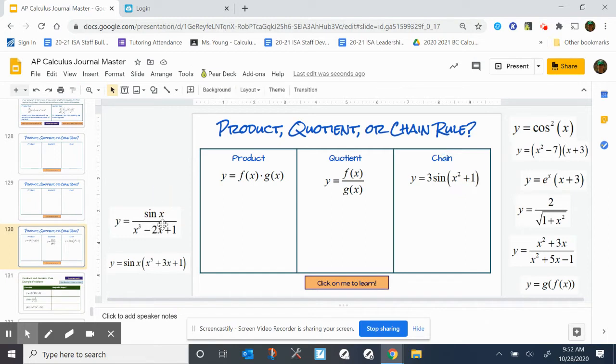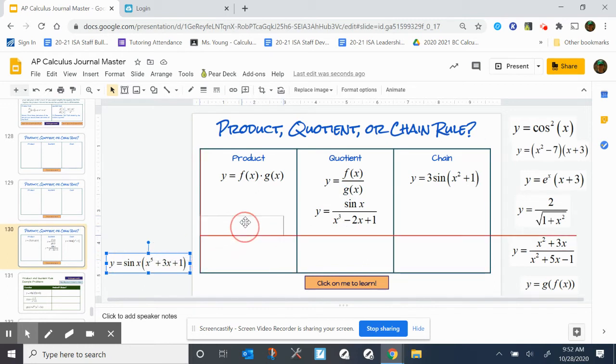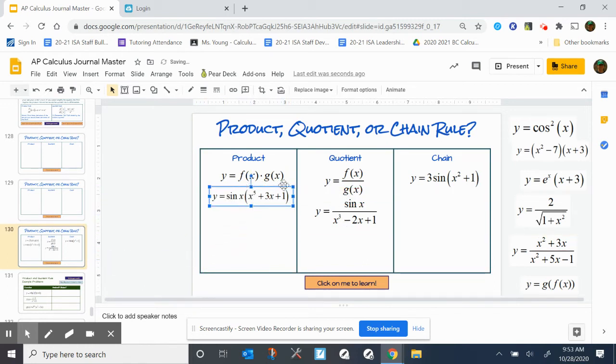This next one, y equals sine x over x cubed minus 2x plus 1, is the division of two things, so that will be quotient rule. The next one, sine of x times x to the fifth plus 3x plus 1, that's the product of sine of x and this polynomial, so that goes to product rule. Now, if there had been parentheses around all of the x and the x to the fifth plus 3x plus 1, then that could have been chain, but not that one.